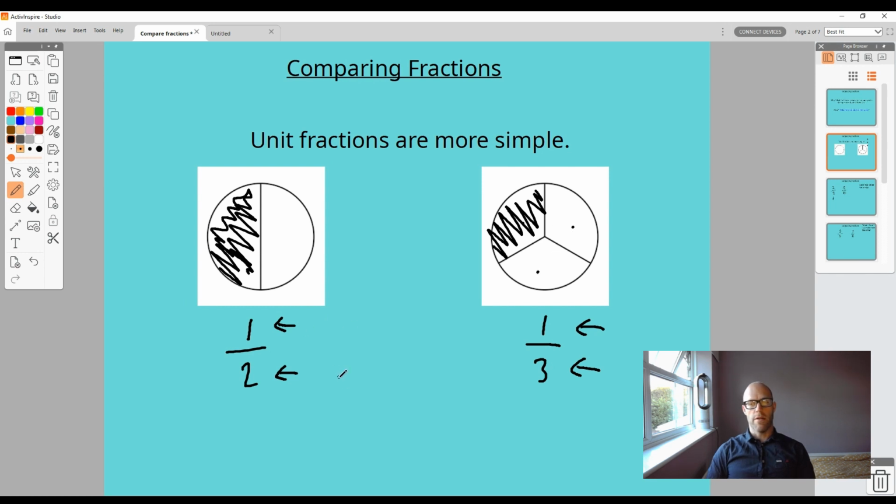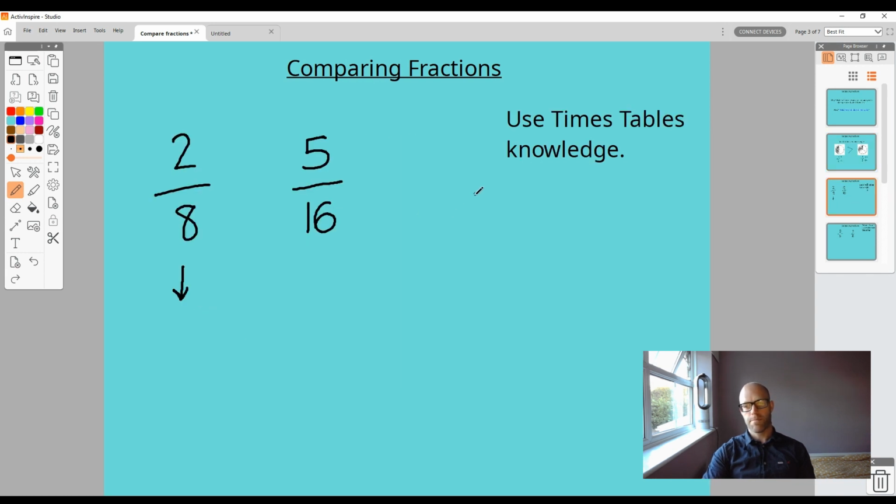So comparing unit fractions, relatively straightforward. We look at this and we can tell straight away that a half is greater than a third. Yes, we have the picture to help, but we can see quite clearly there that the half is greater than the third. So that's very straightforward, but you won't usually be asked to do anything like that. We move on to the first type of question.